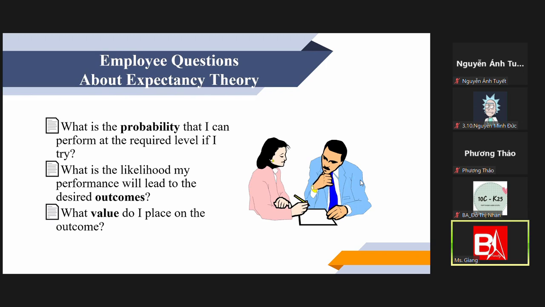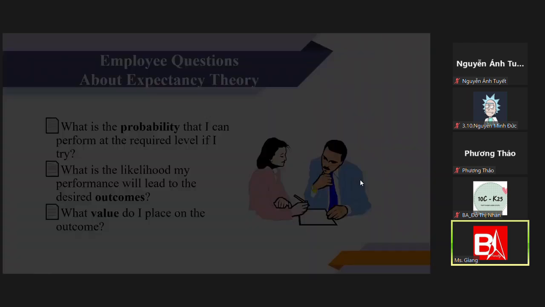So you will see that when an employee puts motivation in something, they will ask themselves the three questions. What is the probability that I can perform at the required level if I try? What is the likelihood my performance will lead to the desired outcomes? And what value do I place on the outcome? So they will ask the three questions about three factors: probability, outcomes, and value.